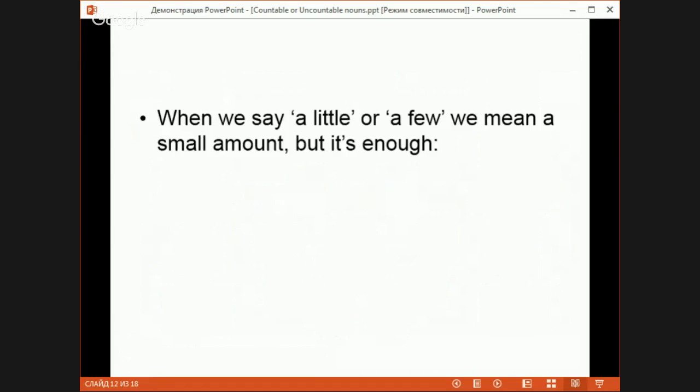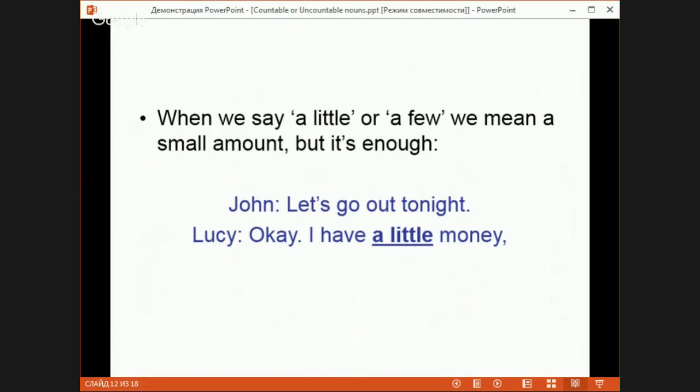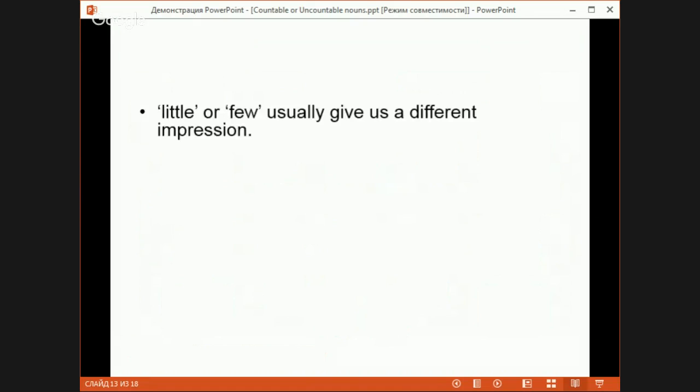Again, I will repeat that a few and a little mean a small amount, but it's enough. Look, let's go out tonight, John says. And Lucy says, okay, I have a little money, enough for the cinema at least. I'm a happy person, even with a small amount of money, with a little money.